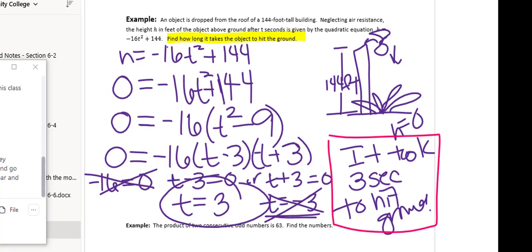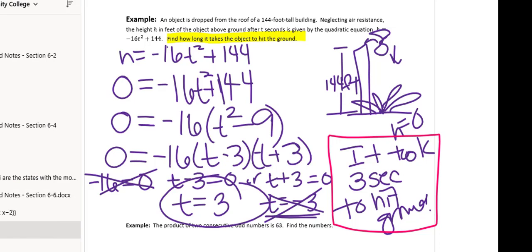A difference between answering questions on MyMathLab and answering questions on a test is that it's easy to forget to label our answers on a test. All right, so 3 seconds. Any questions? All right, let's take a look at the next example.